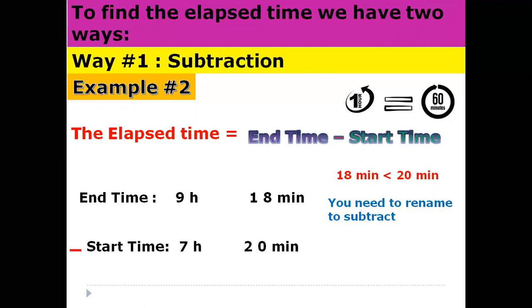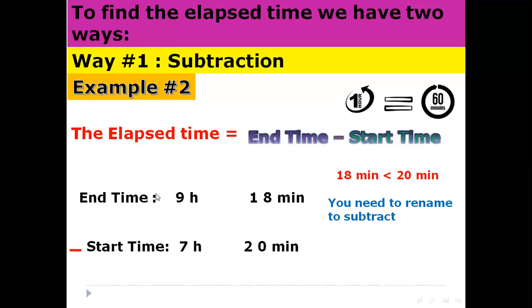When you subtract these two numbers, you don't say 8 minus 0, 8, then 1 minus 2, we can't, so we borrow from the 9 will be 8, and the 1 will be 11. No, we are not subtracting normal numbers, we're subtracting times. So take the whole value of minutes. We have 18 minutes here and 20 minutes here. 18 is less than 20. So we're gonna borrow. Rename means borrow.